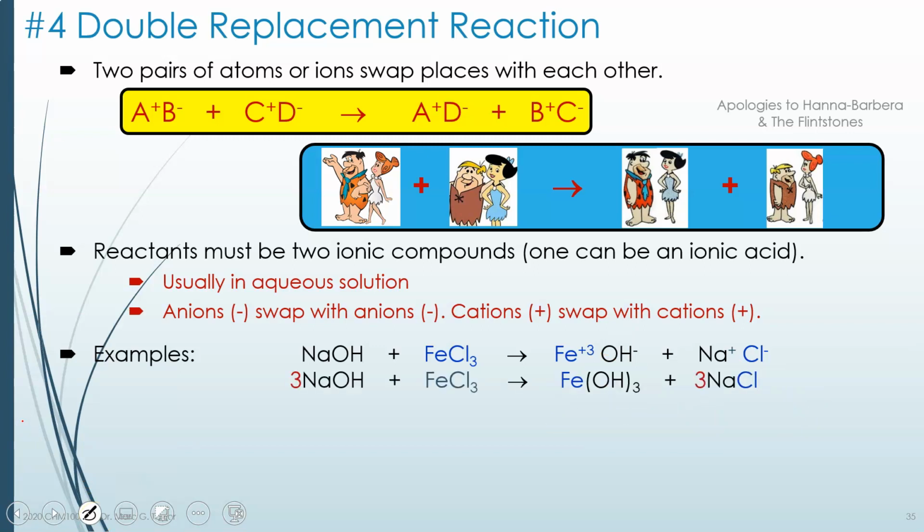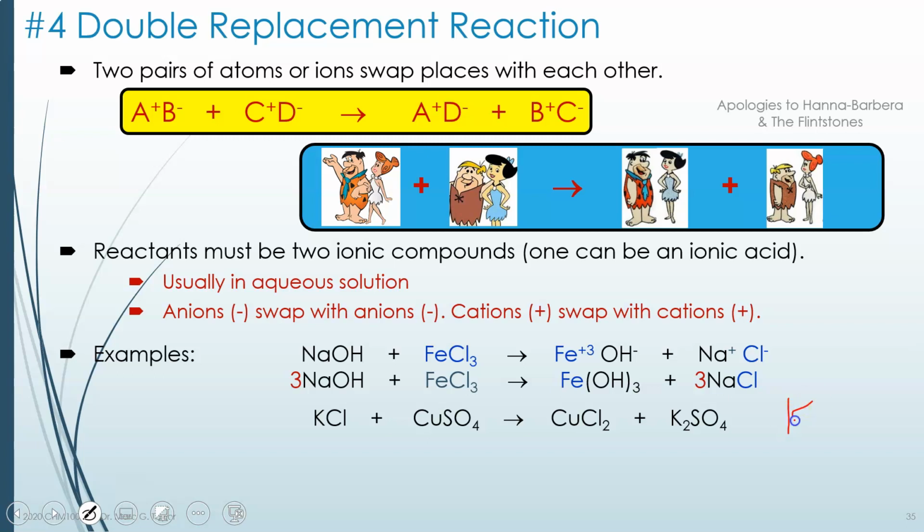So you have to be aware that you need to figure out the formula of the products using crisscross simplify. Here's another example, potassium chloride with copper 2 sulfate makes copper 2 chloride and potassium sulfate. The sulfate and the chloride swap places, and the copper and the potassium swap places to make these 2 new compounds. And again, each time you have to do the crisscross simplify.